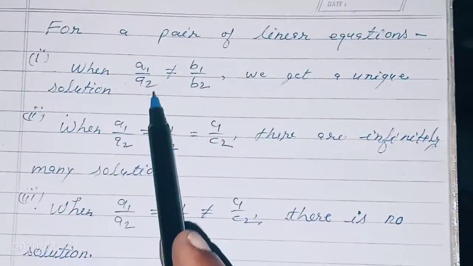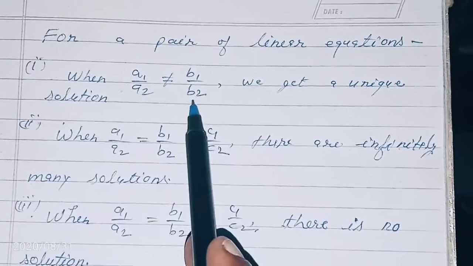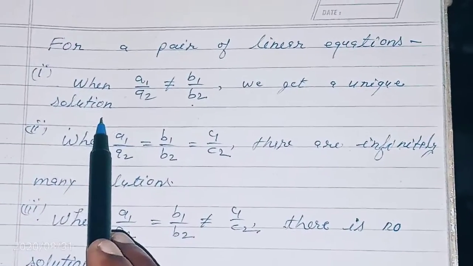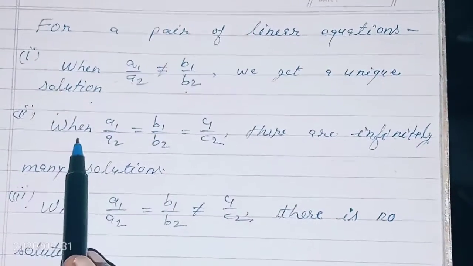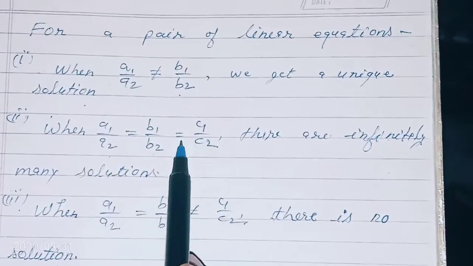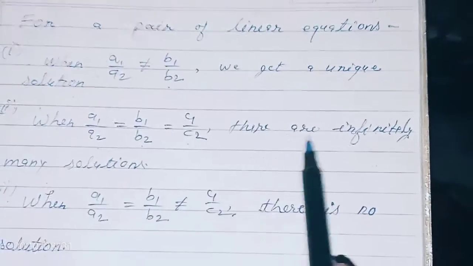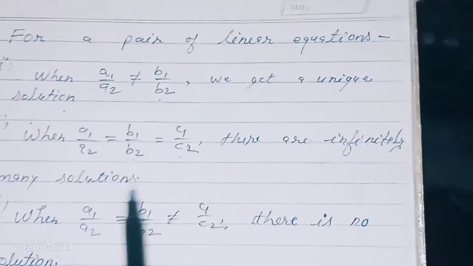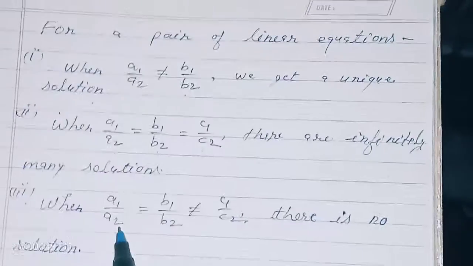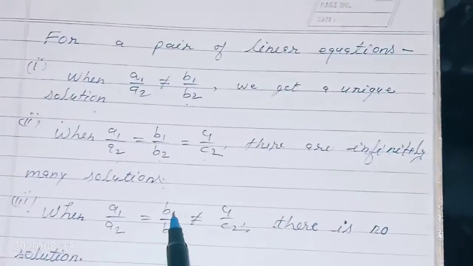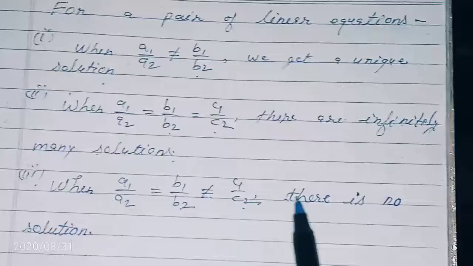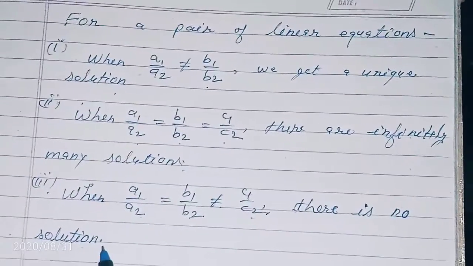When a1 upon a2 is not equal to b1 upon b2, we get a unique solution. Second, when a1 upon a2 is equal to b1 upon b2 is equal to c1 upon c2, there are infinitely many solutions. And third, when a1 upon a2 is equal to b1 upon b2 is not equal to c1 upon c2, there is no solution.